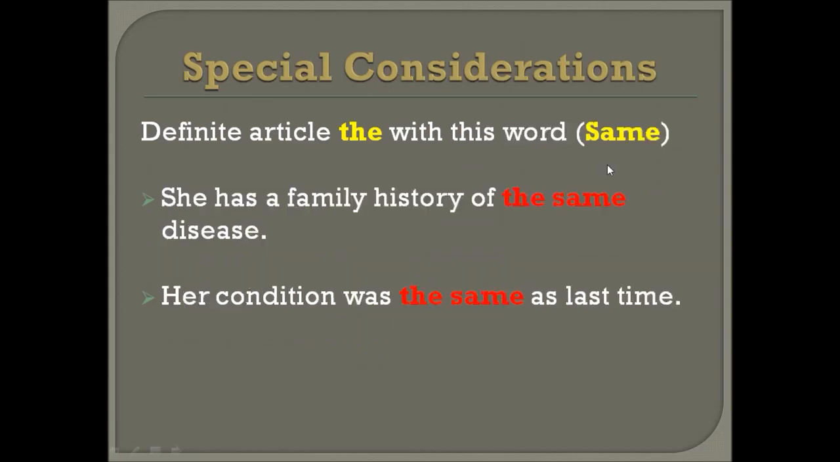Okay, move forward. The definite article the with the word same: whenever the same word is given in a sentence, always use the article the. The article the is used with same. Let's discuss some examples here. She has a family history of the same disease.